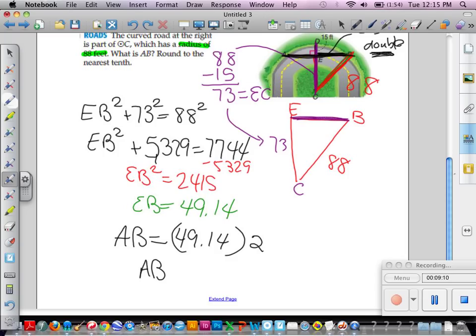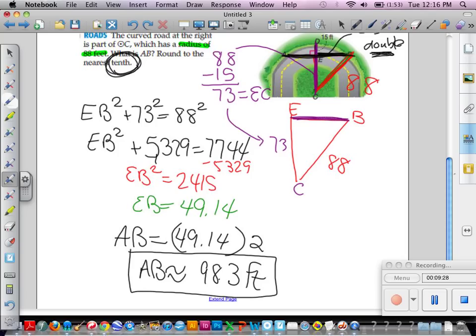AB, it says approximately. It says round to the tenths. So I need to round that to the tenths. I'm getting 98.3, and my label is feet. Box that answer in, people, on your homework, please.